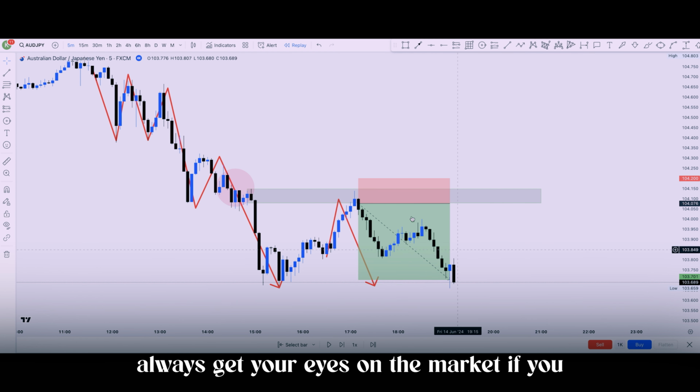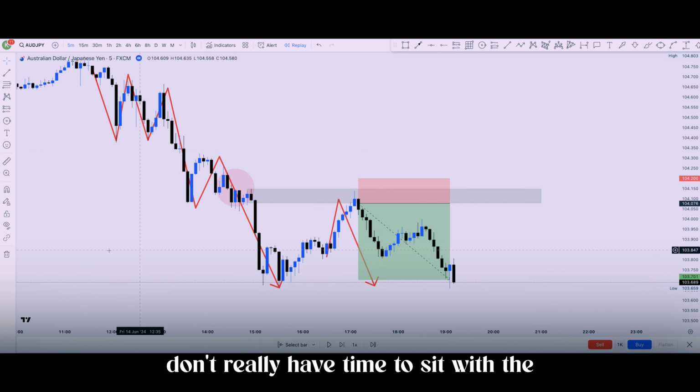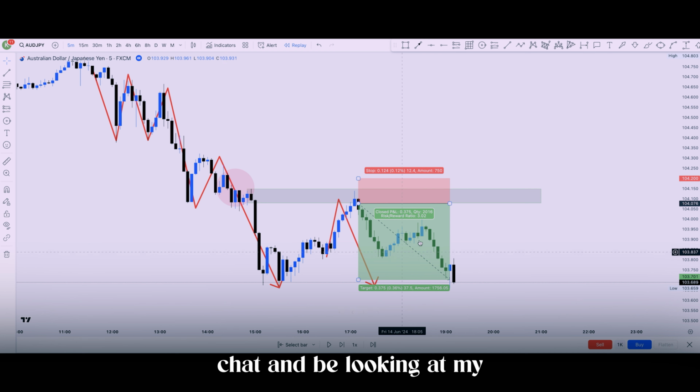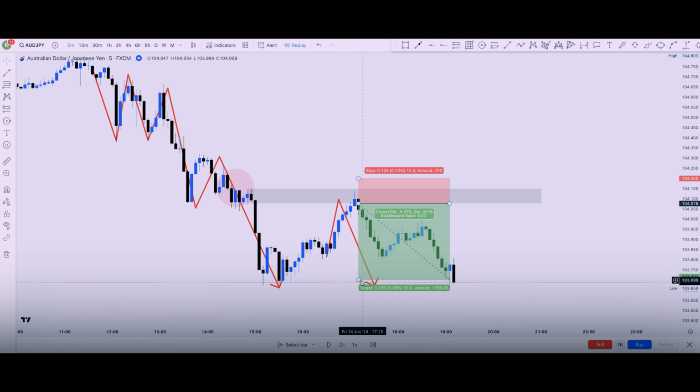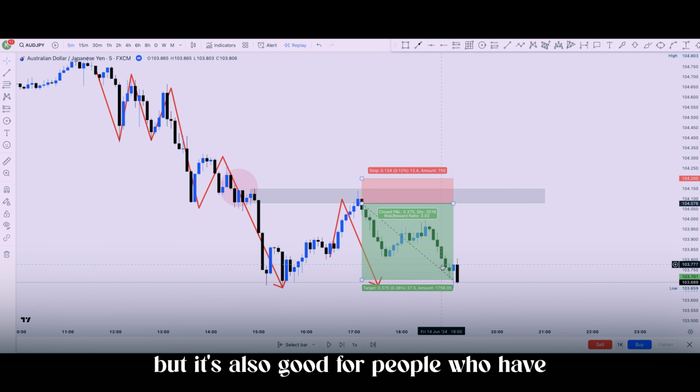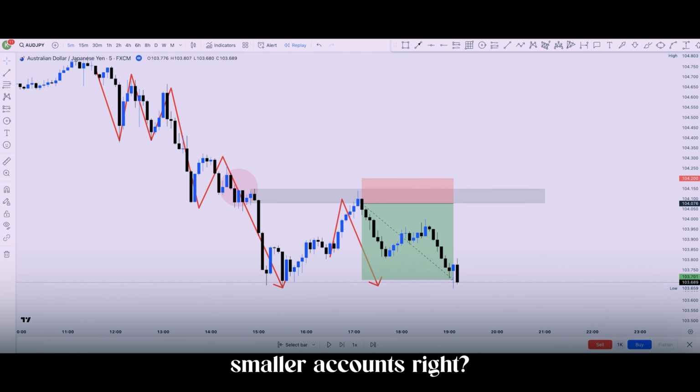So you have to always get your eyes on the market if you are scalping. I love seeing it because I don't really have time to sit with the chart and be looking at my analysis to play out. But it's also good for people who have smaller accounts, right?